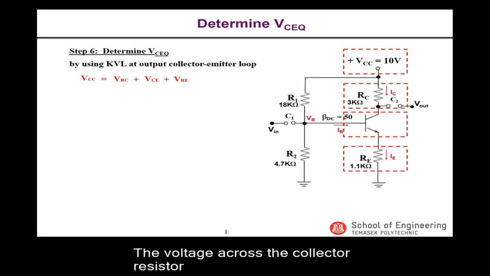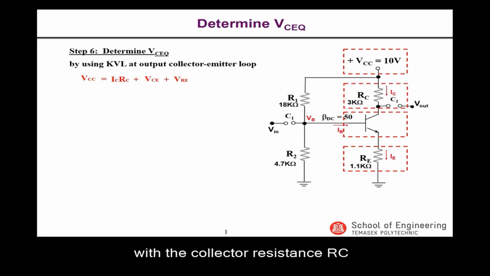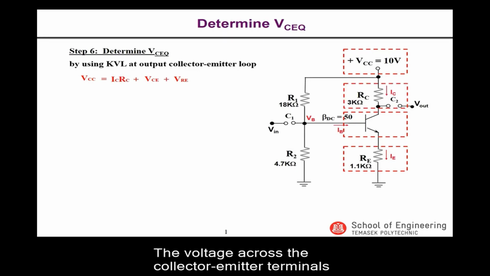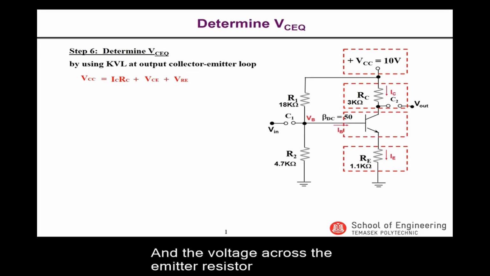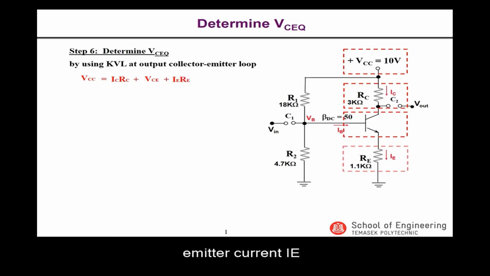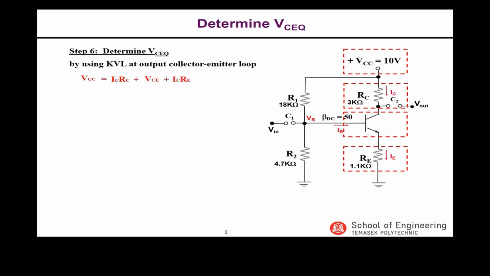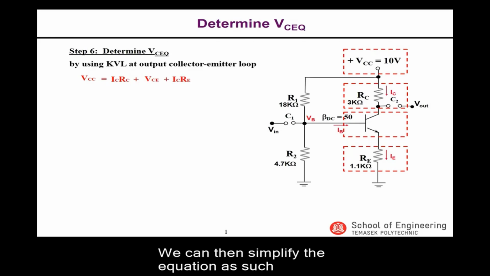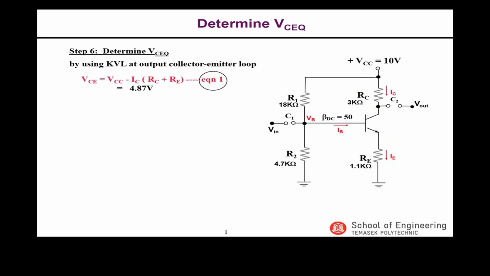The voltage across the collector resistor is derived by multiplying collector current IC with the collector resistance RC. The voltage across the collector-emitter terminals is VCE. And the voltage across the emitter resistor is derived by multiplying emitter current IE with the emitter resistance RE. Since the emitter current is the same as the collector current, we replace it with IC. We can then simplify the equation as such. To find VCE, we rearrange the equation in terms of it like this.